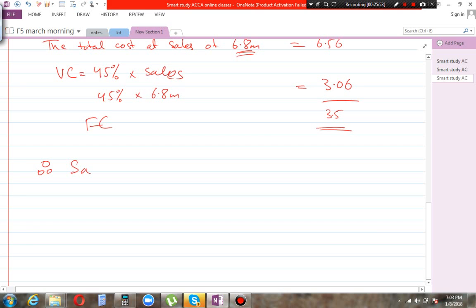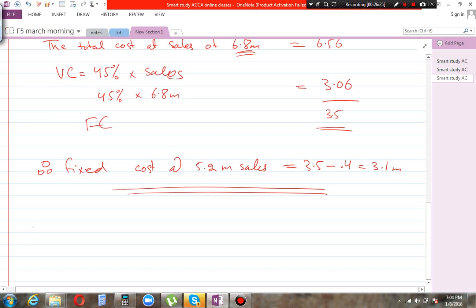Therefore, fixed cost at 5.2 million sales should be equal to 3.5 minus 0.4 million stepped cost, and that should be 3.1 million. Now we have got two fixed costs, so we should have two break-even points also. So the formula is break-even point in sales is equal to fixed cost divided by CS ratio. So for 6.8 million sales, it should be equal to fixed cost 3.5 divided by CS ratio 0.55, as we have calculated above.